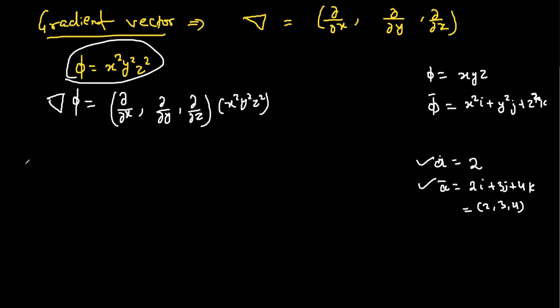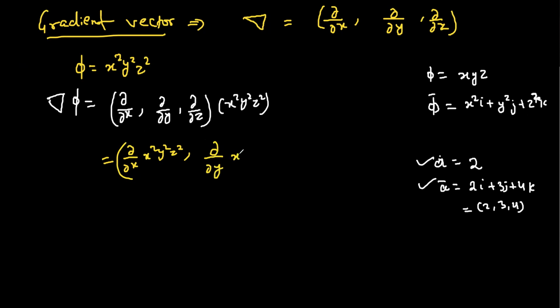So this is a scalar quantity. I want to change this into vector form. How can you change it? Just multiply with the gradient vector. When you open the bracket, you will get what? So basically we are distributing the operator on the function.